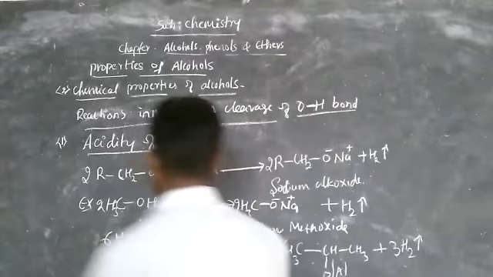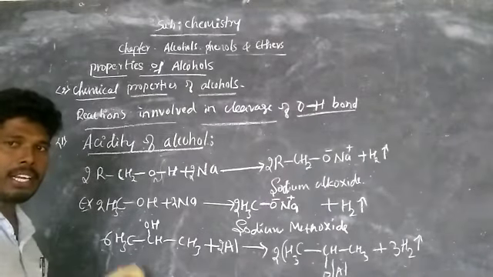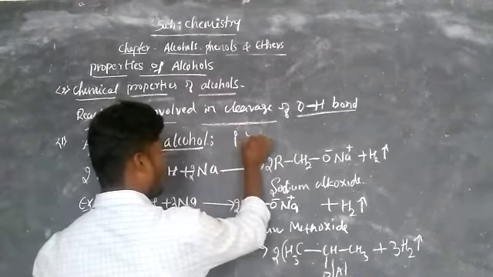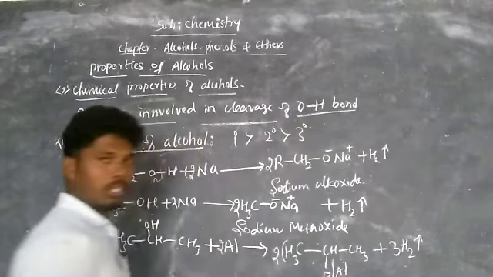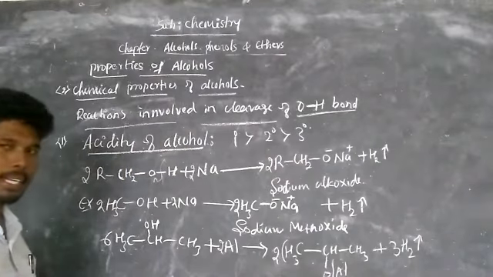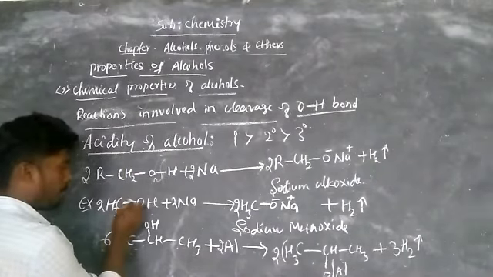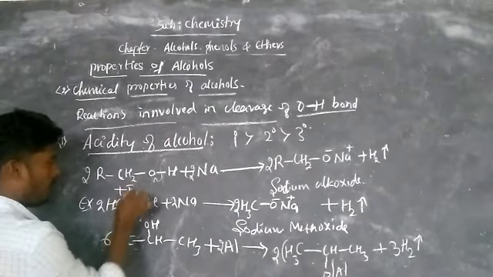It means primary alcohols have high acidic character, then secondary and the tertiary. The acidic character of primary alcohol is higher than secondary alcohol and tertiary alcohol due to the presence of electron donating alkyl groups. See, this is the primary alkyl group, methyl. This methyl group is an electron donating group. It shows positive inductive effect.